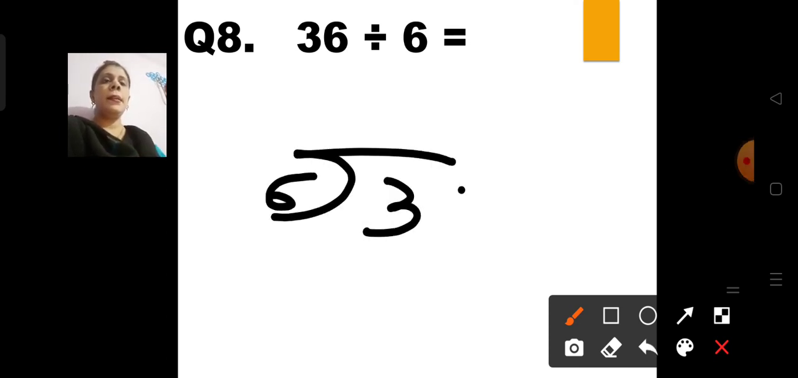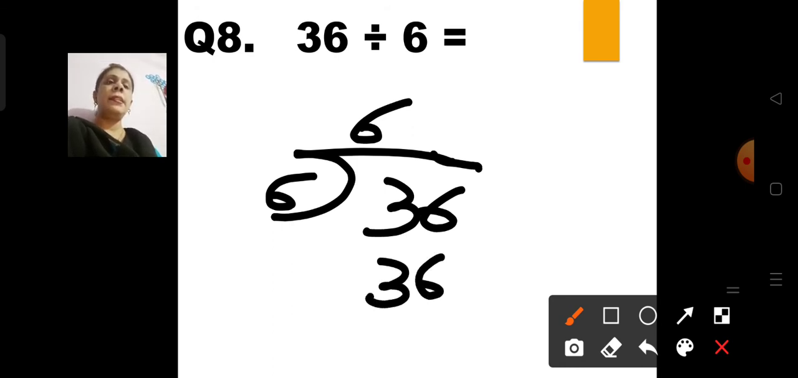6, 36. The smaller number will be outside and the bigger number, 36, will always be inside. Now we have to say the table of 6 till we get our answer 36. So 6 1s are 6, 6 2s are 12, 6 3s are 18, 6 4s are 24, 6 5s are 30, 6 6s are 36. So we are getting our answer 6. 6 6s are, we will write here 36.